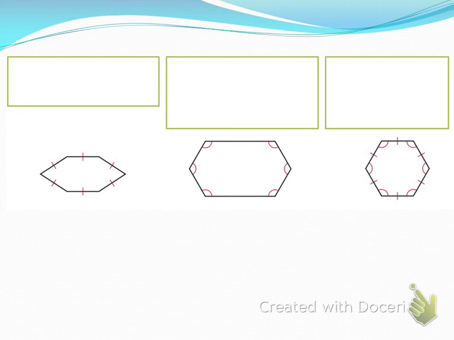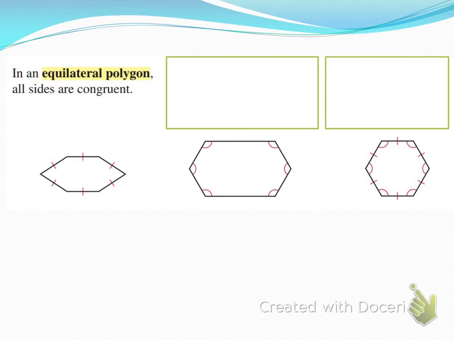What do you notice in the first picture? All the sides are congruent. What did we call a triangle where all the sides were congruent? Equilateral. So that's what we call any polygon with all equal sides. Equilateral.